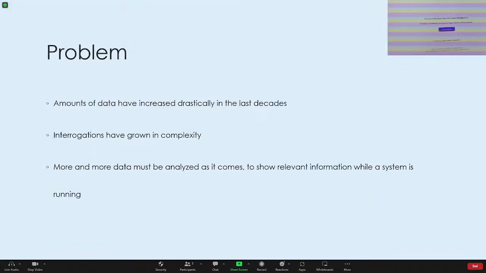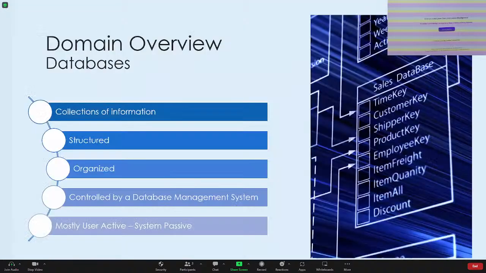So, what is the problem that we're trying to solve? First, the amount of data that software developers have to deal with has increased tremendously in the last few decades. And also the queries that we have to deal with have increased in complexity with the increase of complexity of data, logically. And more data must be analyzed as it comes into a system to show relevant information about how a system is doing. This is most commonly seen in IoT applications, and it's growing into some other domains as well.